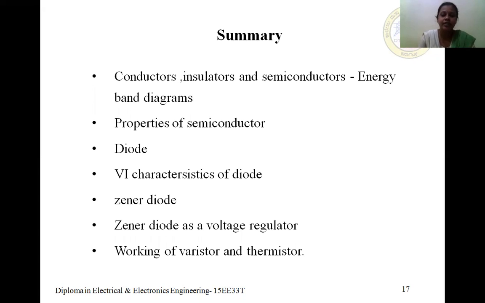Examples for the conductors are copper, aluminium and zinc. Next is a semiconductor. In a semiconductor, the number of valence electrons of an atom is 4. The material has both conductor and insulator properties. Examples are carbon, silicon and germanium.